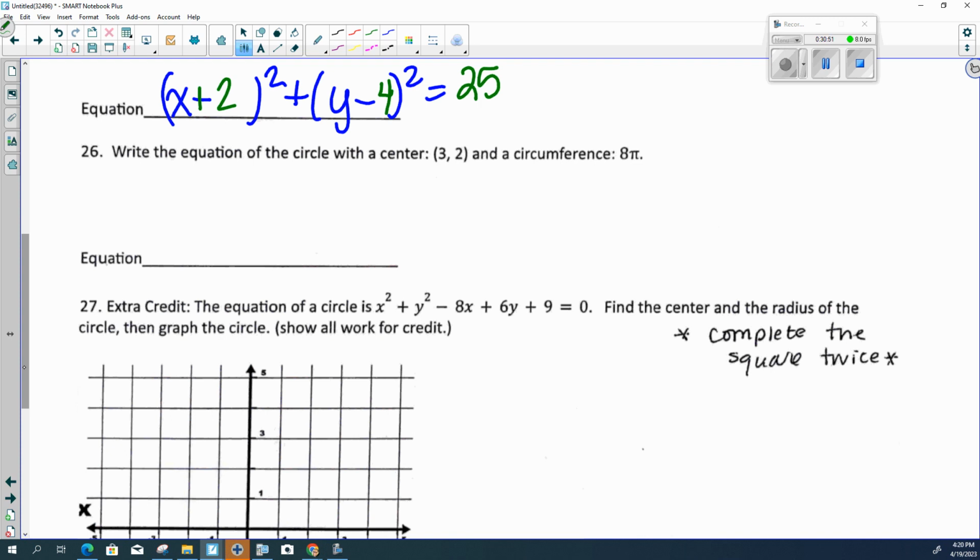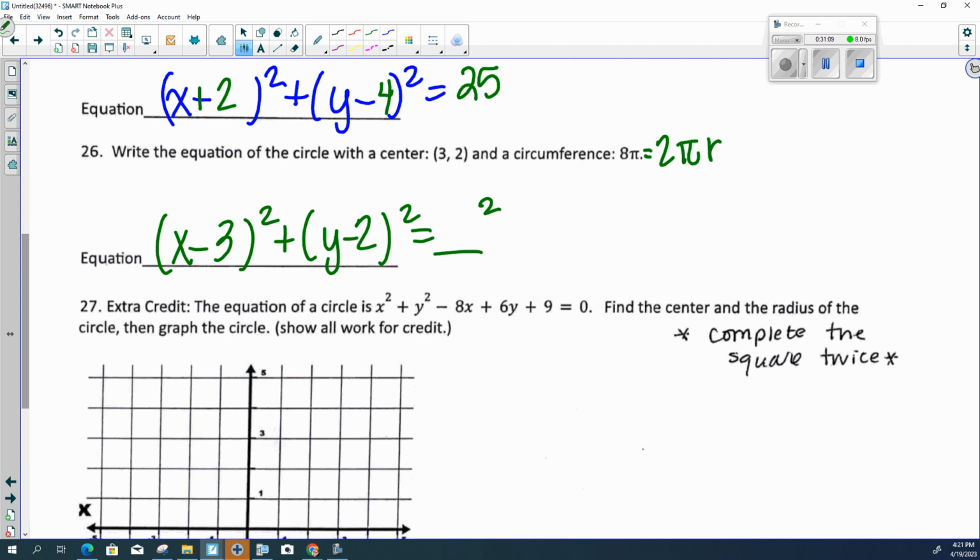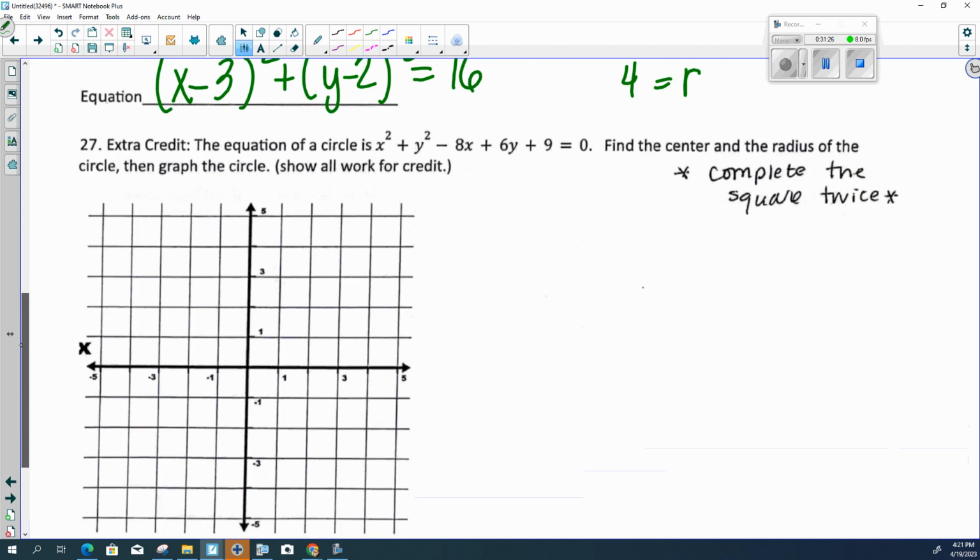Write an equation of a circle. I need to find the radius. So I can do this part. But circumference is 2 pi r. So I'm going to divide both sides by this 2 pi so that my pi's cancel out. My radius is 4, and 4 squared gives me a 16. Oh, I can't believe we have to do this one.